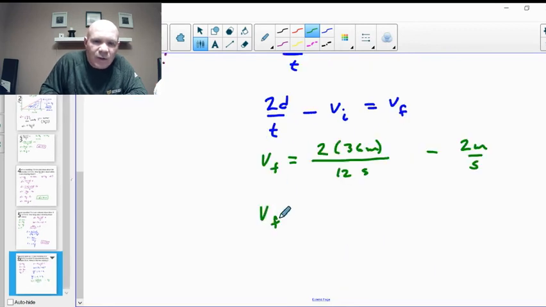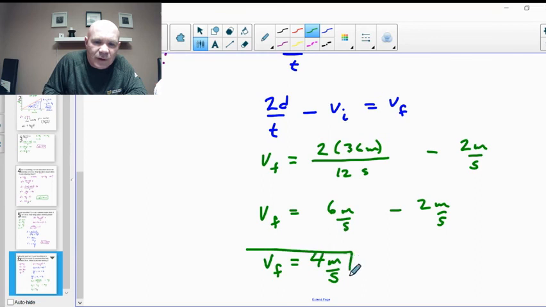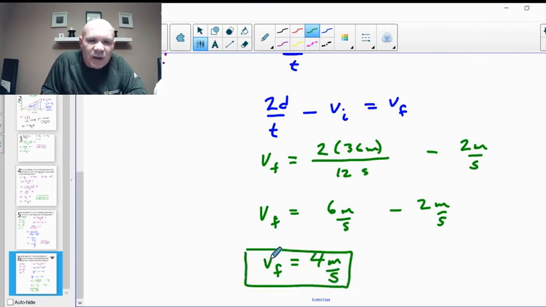Okay, so my final velocity will equal 2 times 36 divided by 12. I believe that's 6 meters per second. Take away 2 meters per second. Note that my units should always match up here. If one of them is in kilometers an hour and the other one's in meters per second, we're going to have problems. But my new velocity is 4 meters per second. So there you have your first kinematic equation solving all kinds of unknown variables.